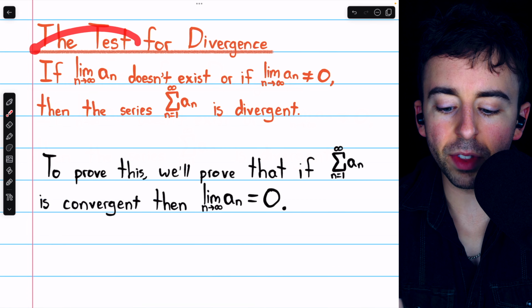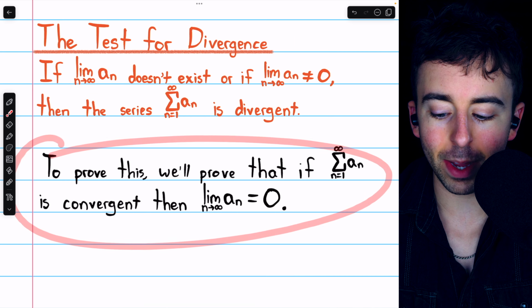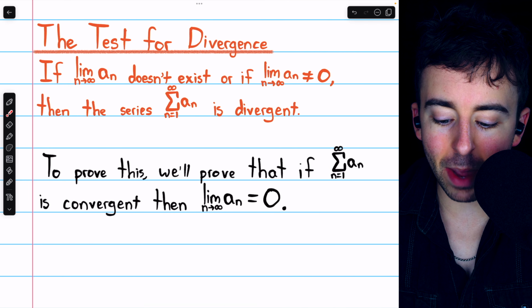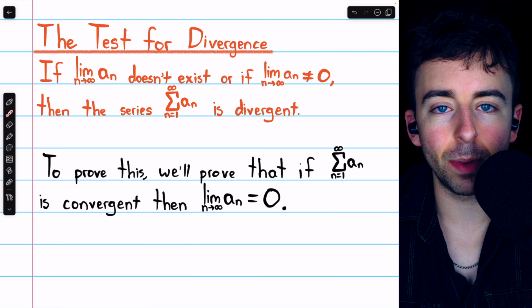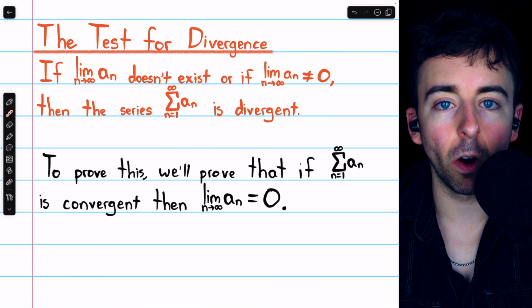To prove the divergence test, we're going to prove this equivalent statement, that if a series is convergent, then the limit of its terms must be 0. Make sure you see why these two statements are equivalent.